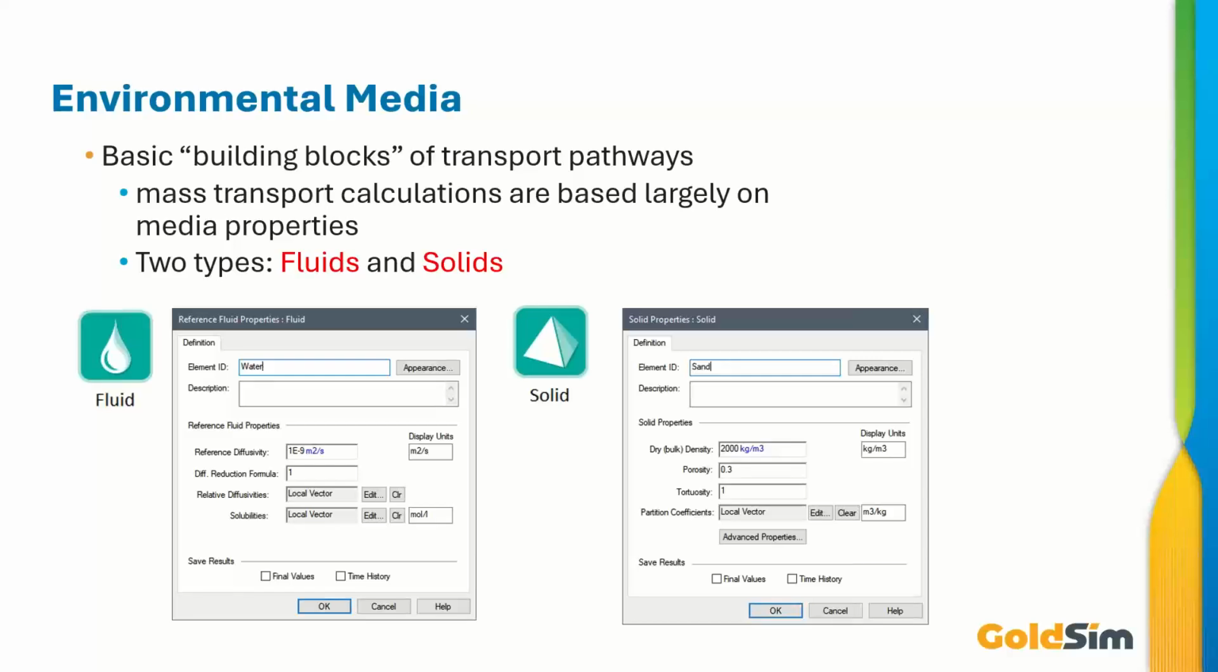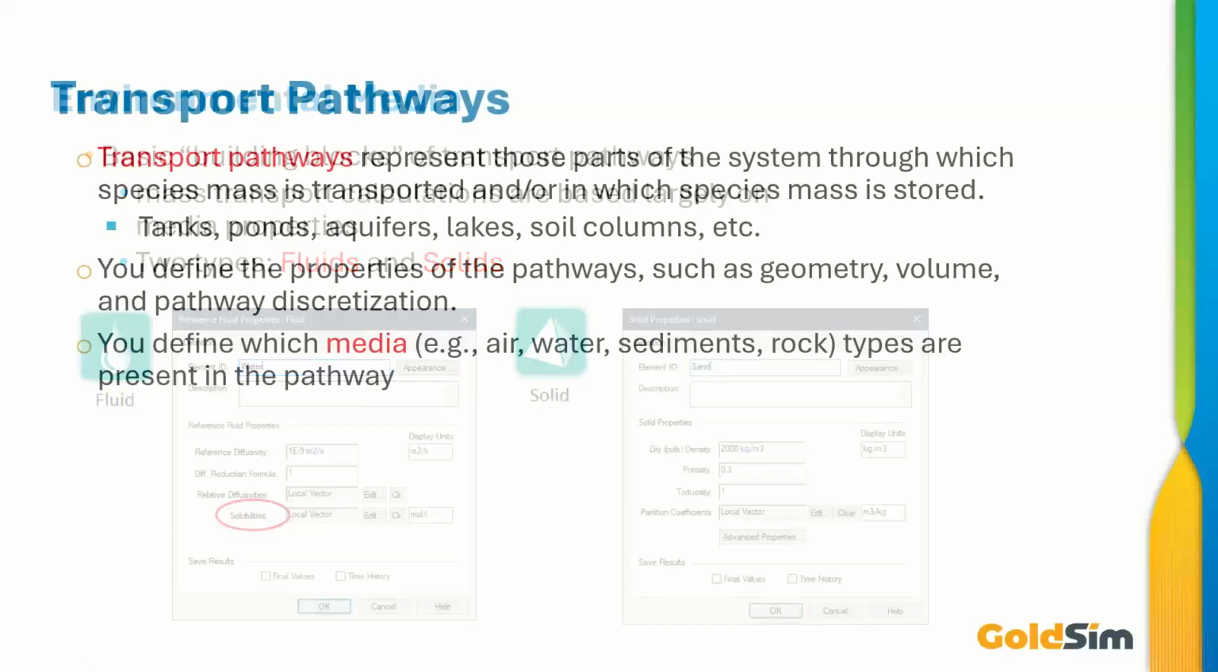And we'll talk a little about these when I show you the treatment processes. The media are important because the properties of the media are what really controls the behavior of the species in the system. So for example, solubilities in water are a property of the water, a property of the object called water. If you have solids, we can partition between water and the solids, and you're going to have partition coefficients, and they're properties of that particular solid. So those properties are very key in controlling how species move through your system.